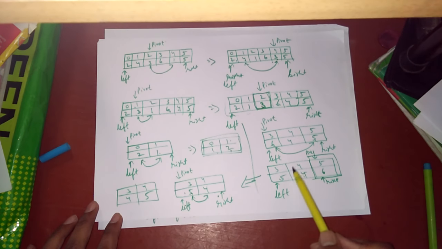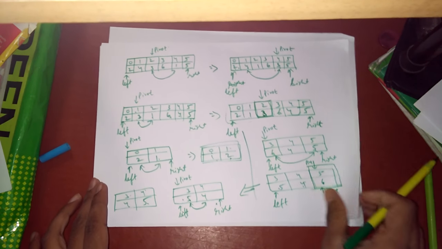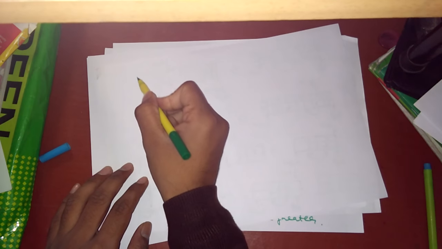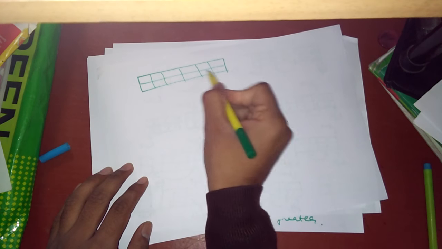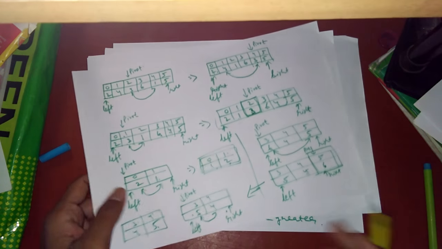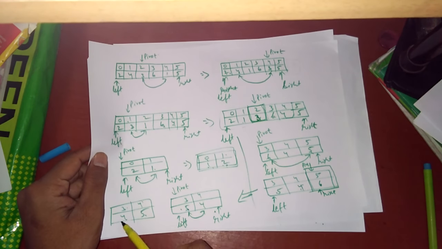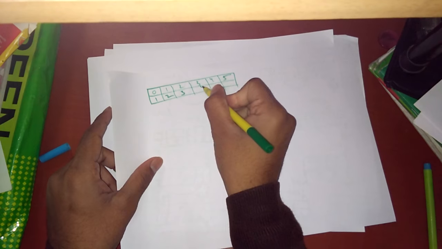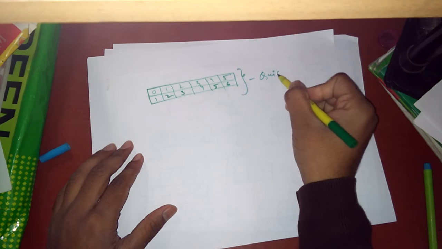So all the elements got sorted, that is the 0th position has 1, the first position has 2, the second position has 3, the third position has 4, the fourth position has 5, and the fifth position has 6. So the sorted array will be like 1 2 3 4 5 6. So this is our quick sort.